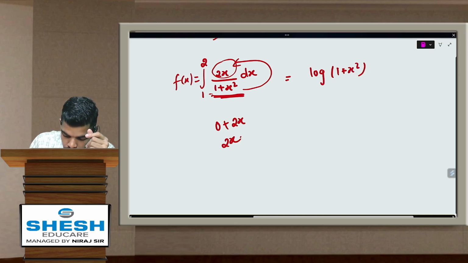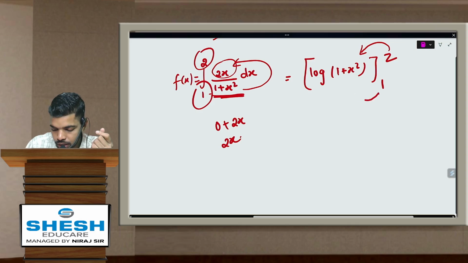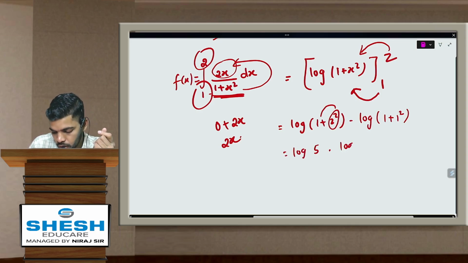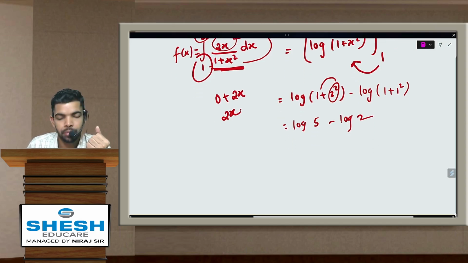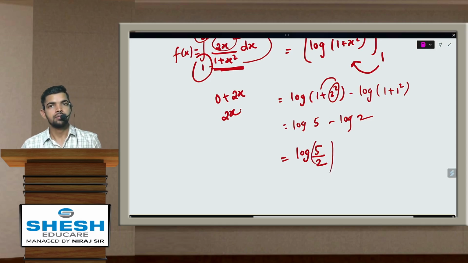Okay, now they have given the limit as 1 to 2. So first, apply the upper limit and then the lower limit, which is log of 1 plus 2 square minus log of 1 plus 1 square, which is log of 5, since 2 square is 4, plus 1 is 5, minus log 2. Now what is log a minus log b? It is log a upon b. So this is our final answer.